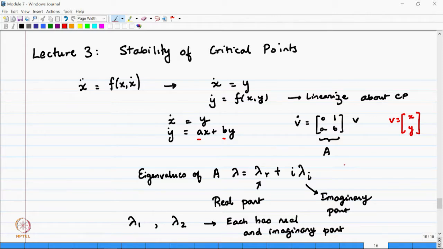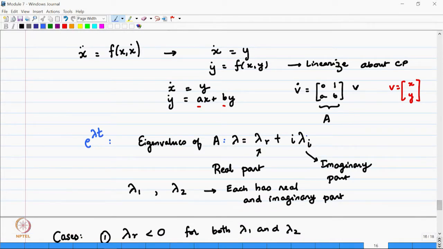So solutions look like e to the lambda t, where lambda is an eigenvalue of A. In general this eigenvalue of A is written as a real part plus an imaginary part. So in general it is complex, and since it is complex I can write it as lambda real plus i times lambda imaginary. So this is the imaginary part and this is the real part, and i is the unit imaginary number.